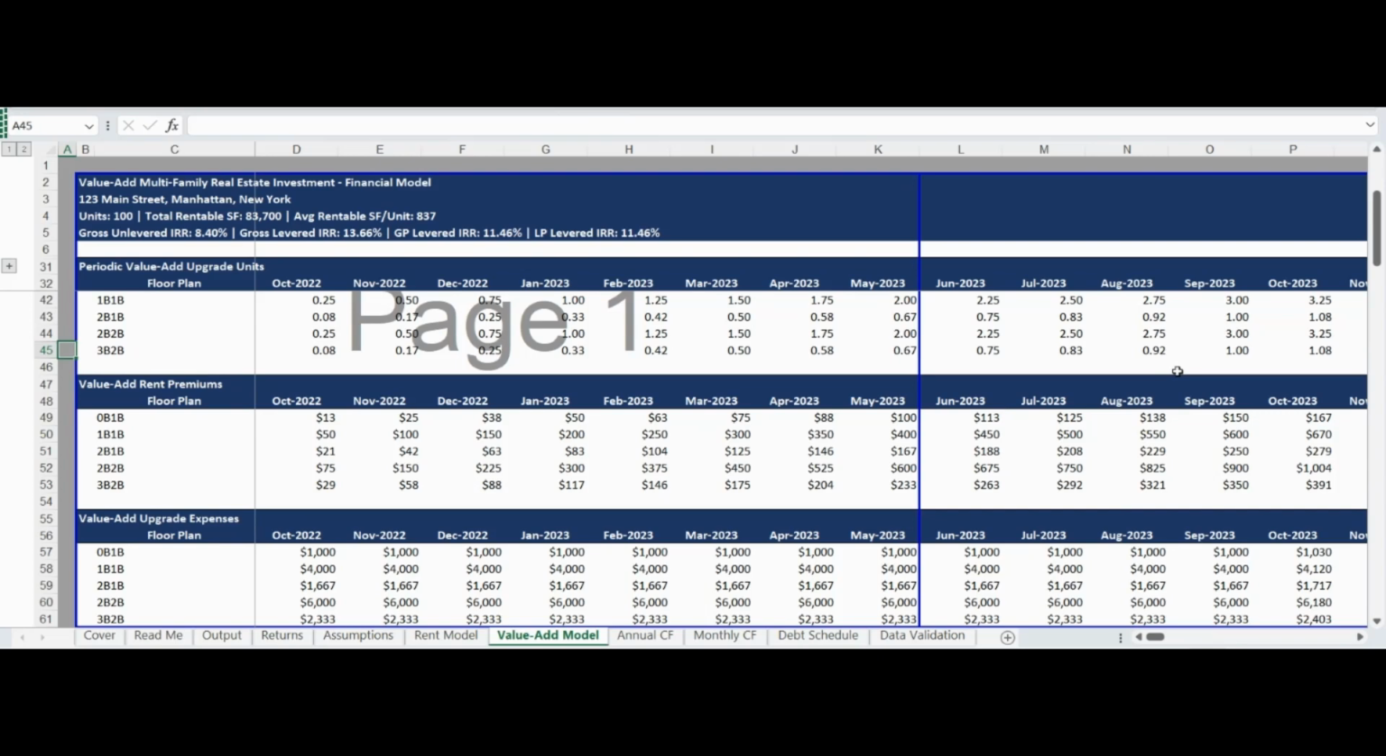The third table, titled Value-Add Rent Premiums, multiplies the rent premium for the unit type by the cumulative number of units renovated for that unit type. This calculation drives the value-add revenue for the income statement.